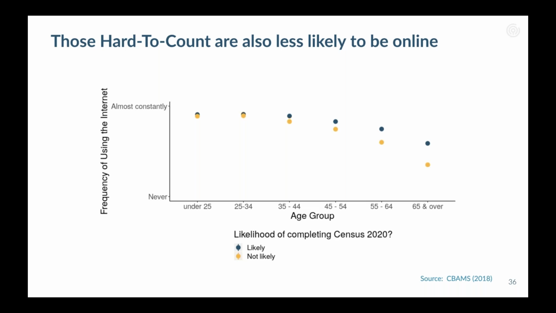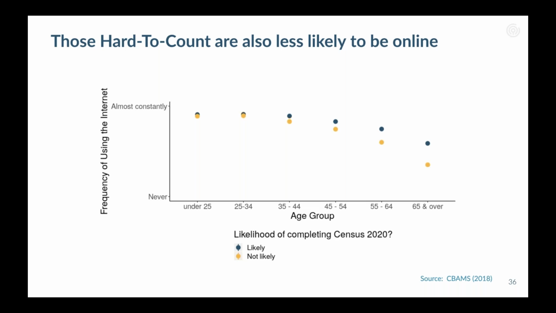However, as age increases, we start noticing that first, there's less frequent usage of the internet, but second, that the gap between those that are likely to fill out the census and those who are not likely to fill out the census increases, right? So the gap between the blue and the yellow dots increases. In this case, we can notice that for this group of older adults, strategies that are offline will probably be more effective than strategies that are online.